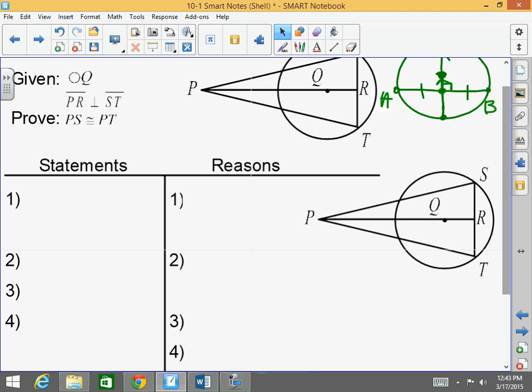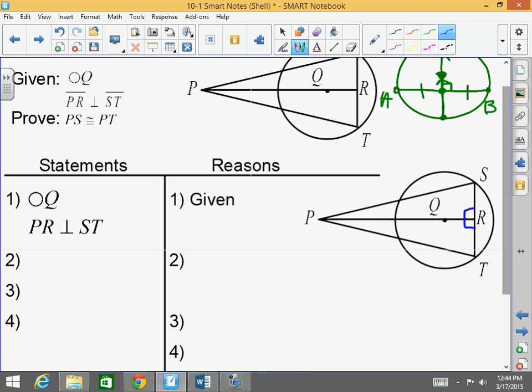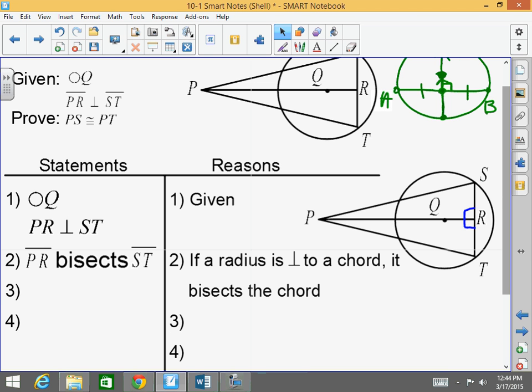Circle Q, and they're stating that PR is perpendicular to ST, so of course, that's my given. Let's go back in time. Remember that when we have a fact, let's go ahead and label it. That's the best way, in my opinion, to work with this. So if PR is perpendicular to ST, then I'm creating 90-degree angles here, right? Since it's perpendicular, I can say that PR bisects ST. Why? Well, if a radius is perpendicular to a chord, it bisects the chord.